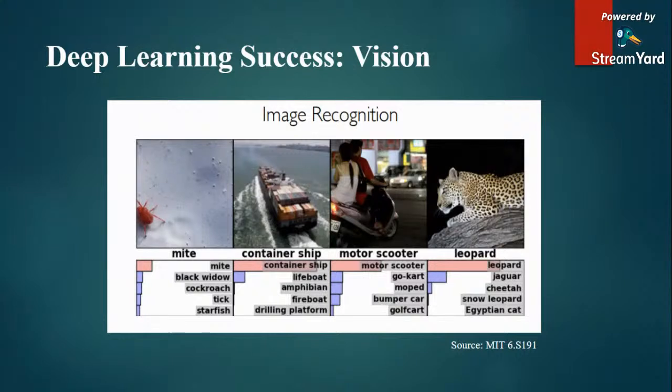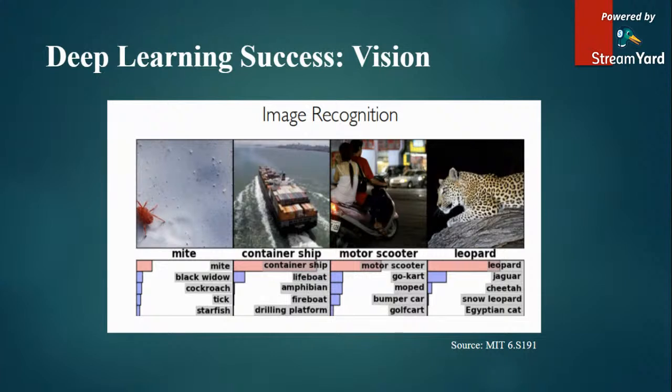The first picture is of a mite. You can see the other classes, the other insects or animals: black widow, cockroach, tick, starfish, and the deep neural network gave the highest probability for the class mite. Similarly, the container ship in the sea was rightly classified by the deep neural network, as were the motor scooter and the leopard.